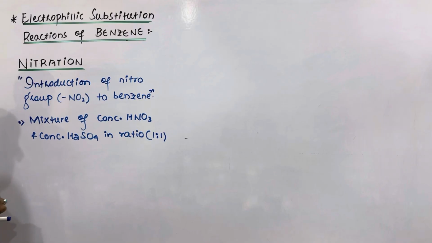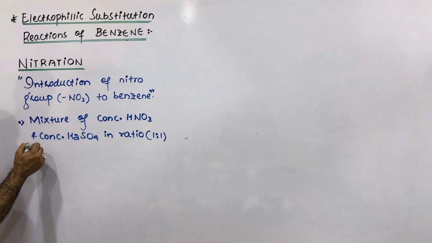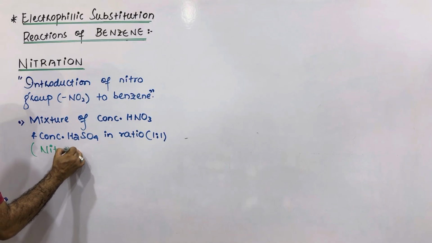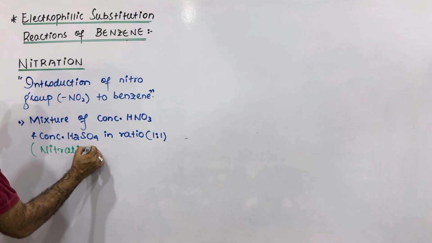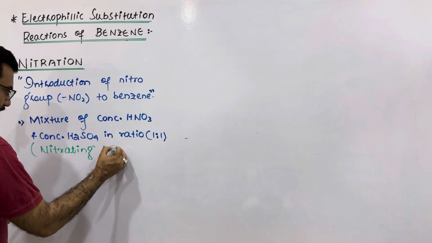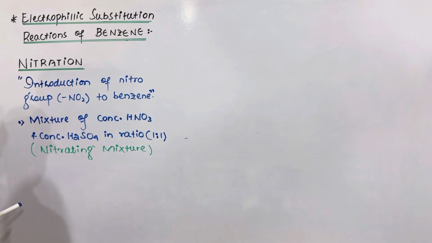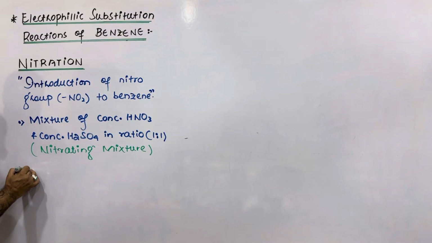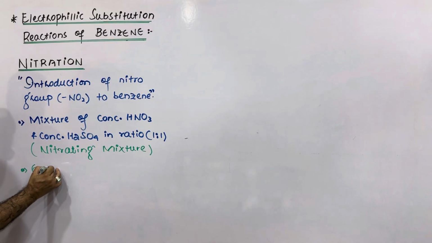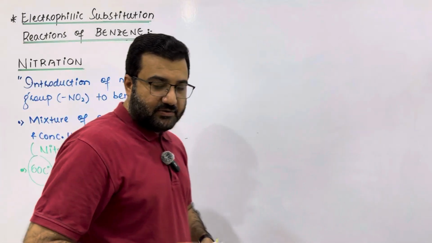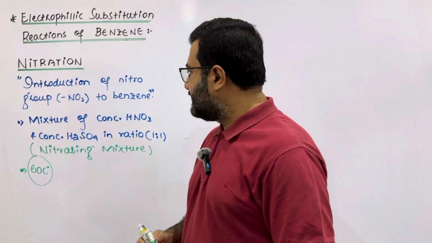And my dear students, this mixture that is called as the nitrating mixture. And the reaction takes place at 60 degree Celsius. Now my dear students, how this reaction takes place?